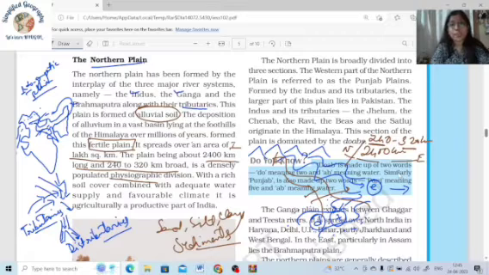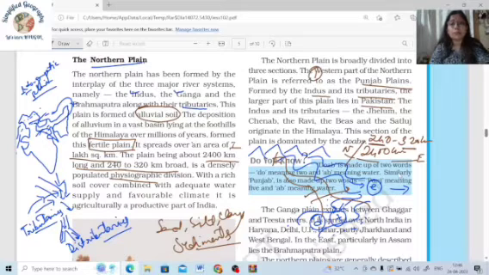The northern plain is broadly divided into 3 sections. Now here comes the most important part of the northern plains. We can classify the northern plains into 3 groups. The western part of the northern plain is the Punjab plains, formed by the Indus and its tributaries. A larger part of the Punjab plains is in Pakistan, and what are the main channels or tributaries? There are 5. These 5 channels make the Punch or 5 river Doab. Okay, so that is Punjab.